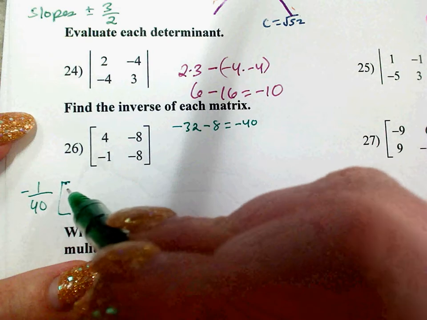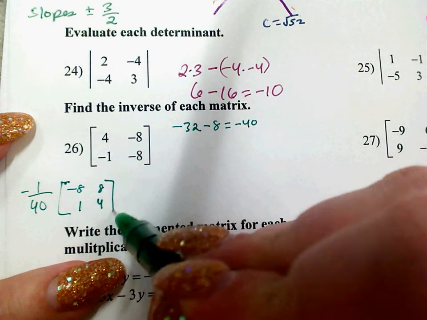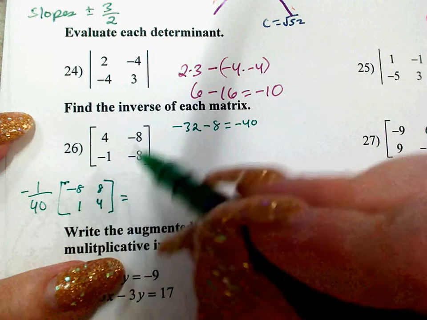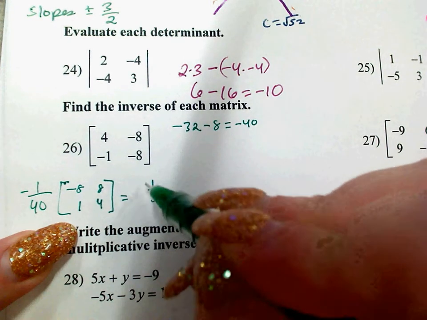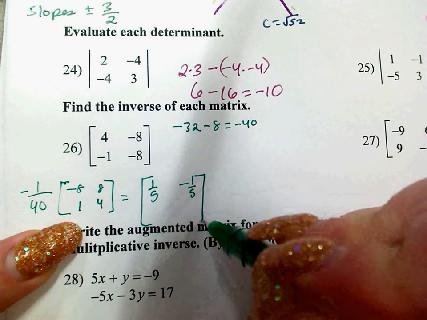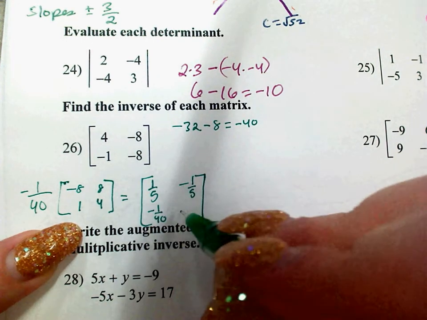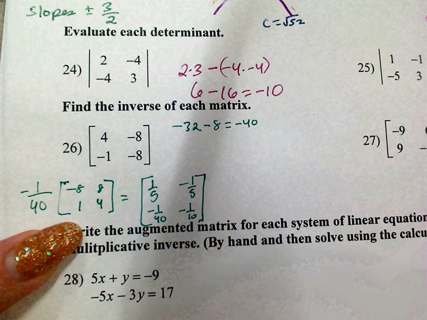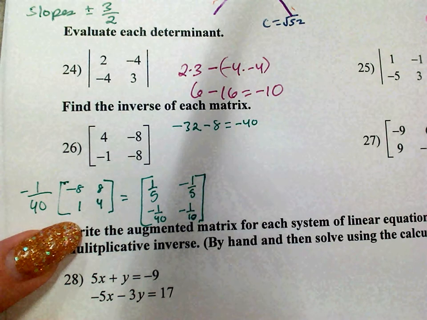and the adjugate is where you switch these two, negative 8, positive 4, and then you just change the sign of these. So negative 1/40 times negative 8 is a positive 1/5. That is a negative 1/5. This is a negative 1/40th, and this is a negative 1/10. And that is the multiplicative inverse, and that's all you're having to do. You're not having to solve anything.